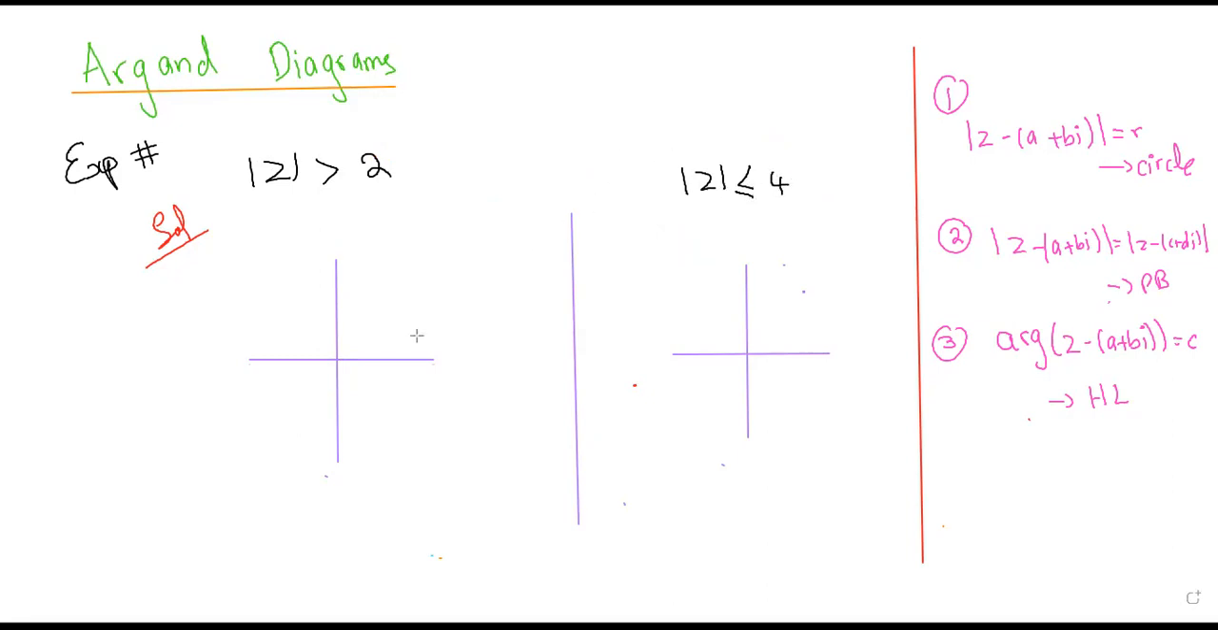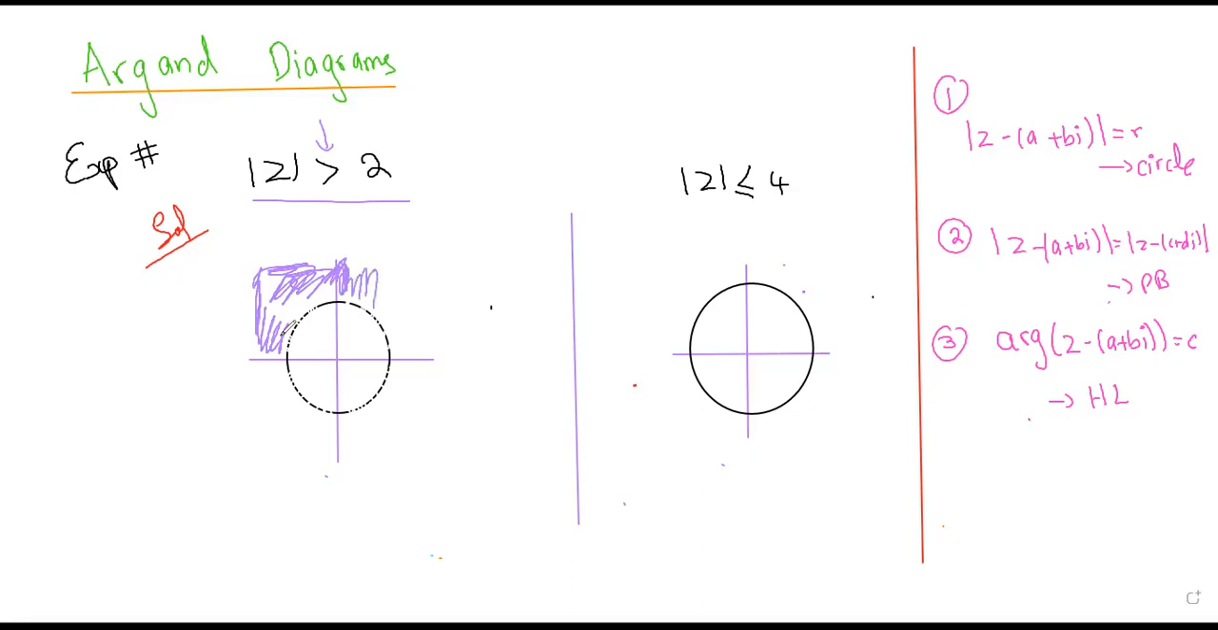Again, first I need to write down the equation and make the corresponding diagram. I know that these are two circles with center 0, 0 and radius 2, and here the radius is 4. Let's talk about this first. This is greater than, so I am going to shade everything outside the circle, and the boundaries of the circle are not included. So first I am going to make the boundaries dotted, because that's not included. And then I will just shade everything outside the circle.